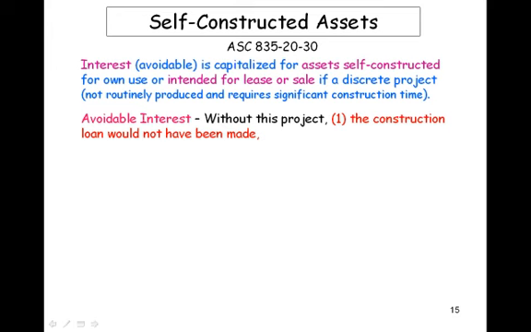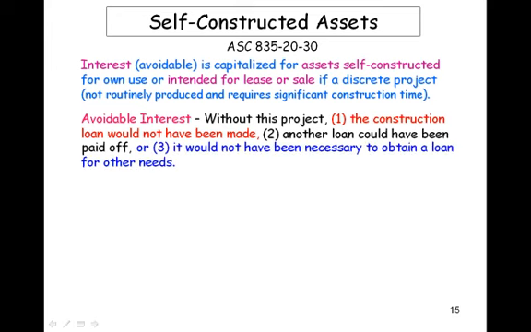Avoidable interest can be defined three ways. First, if the project did not exist, a construction loan would not have been made and interest could have been avoided. Second, if the project did not exist, another loan could have been paid off to avoid that interest. And third, if the project did not exist, it would not have been necessary to obtain a loan for other needs, and that interest could have been avoided.